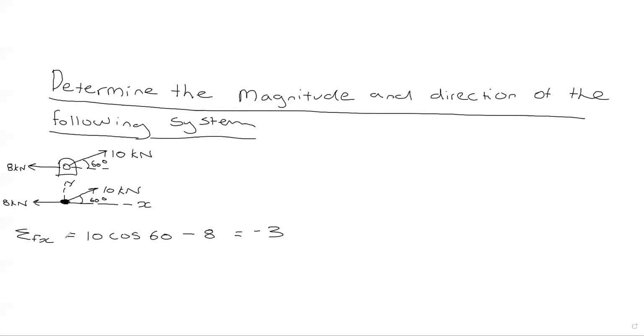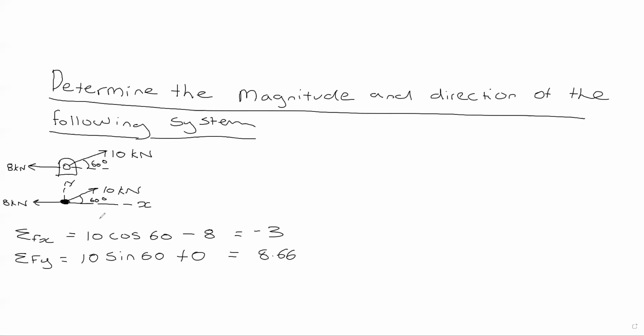Then we do the same for the Y direction. So the sum of the forces in the Y direction equals, instead of cos, it would be sine: 10 sine 60 plus 0, because there's no force acting down. That would equal 8.66.